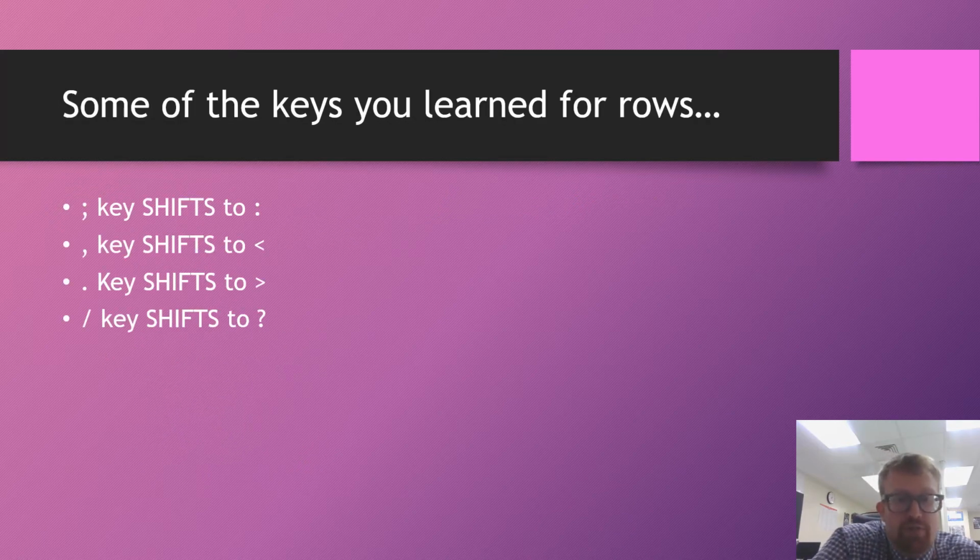So some symbol keys that you learned for the other rows: the semicolon, which you type with your left pinky, shift, and it becomes a colon. The comma, which you type with your right middle finger, becomes an opening bracket, alligator bracket, I think they're called. And then the period, which you type with your right ring finger, becomes a right bracket, or an alligator bracket. And then the forward slash, which you type with your right pinky, becomes a question mark when you hold the shift key. Remember, you have to hold the shift key in order to type these symbols.